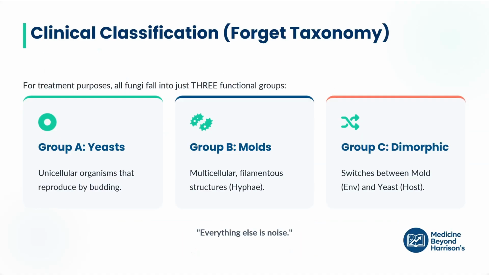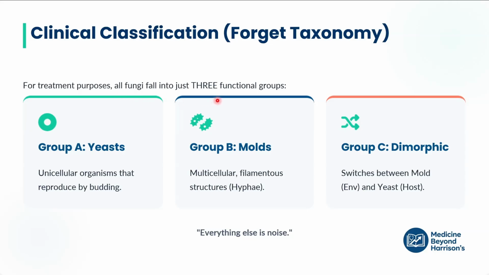Let's get started. So clinical classification, basically for treatment purposes, is yeasts, molds, and the dimorphic fungi. Yeasts are usually unicellular organisms that reproduce by budding, whereas molds are multicellular and filamentous structures. They enlarge and reproduce by hyphae formation. And there are the other fungi called dimorphic fungi, which switch between mold in the environment and become a yeast-like organism in the host. This is called thermal dimorphism.